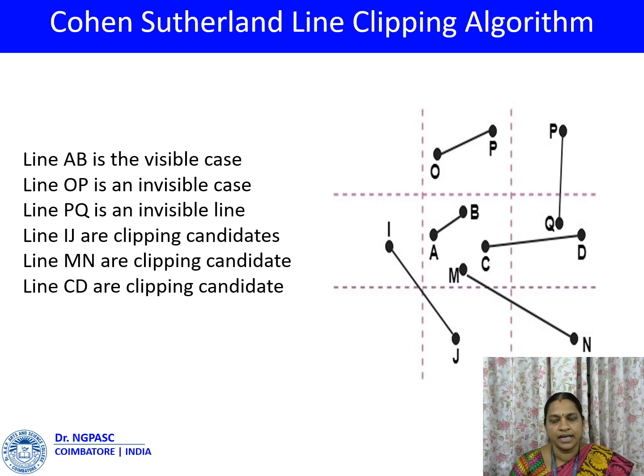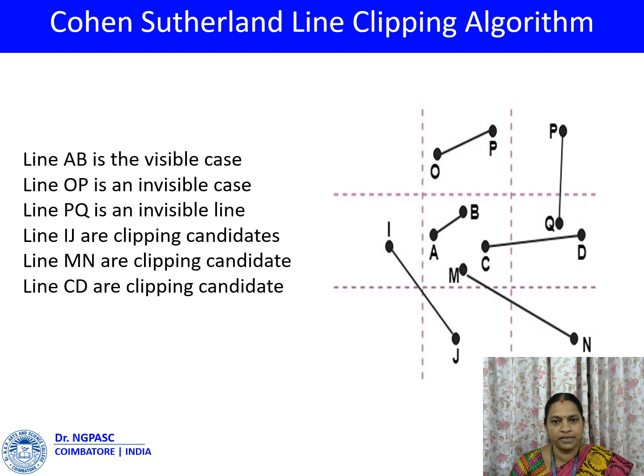Here is another example. Let AB be in the visible case, because both the endpoints lie inside the window. If we assign region codes for these two endpoints, we will get 0000. A 4-bit region code is assigned. So if the region code is 0000, it means the particular line endpoint lies inside the window.